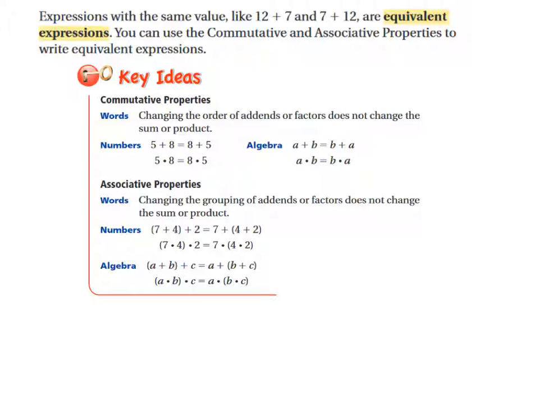In algebra, it's a plus b first and then add c, or I could do b plus c and then add a. Same for multiplication, a times b and then multiply by c, or I could do b times c and then multiply by a. Will not change my final answer. Again, only true for multiplication and addition.